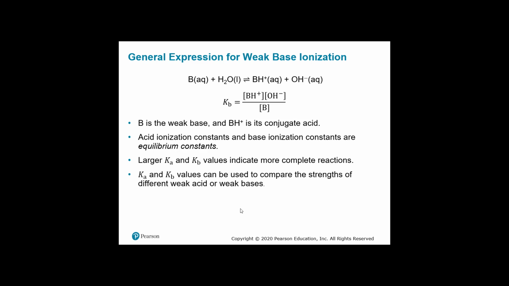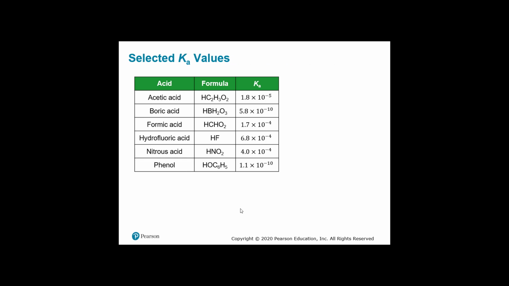The acid ionization constants and base ionization constants are equilibrium constants. They're not separate values. Larger Ka and Kb values indicate more complete reactions, meaning they ionize more, and lower values mean they ionize less. If we look at some Ka values here, again, the bigger these numbers are, the weaker they are, and the smaller the numbers, the fewer zeros in front. So they're considered stronger weak acids compared to weaker weak acids, if that makes sense.